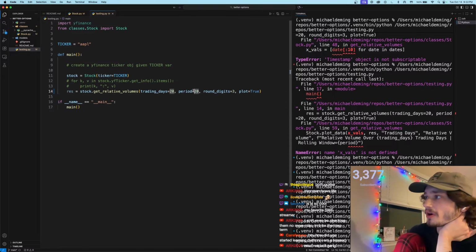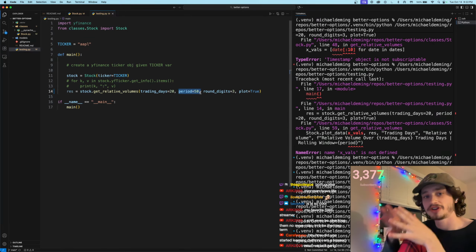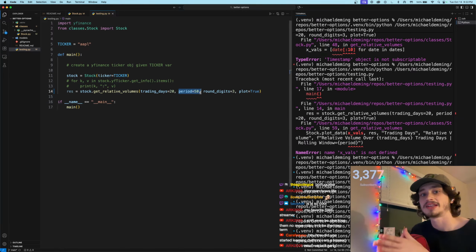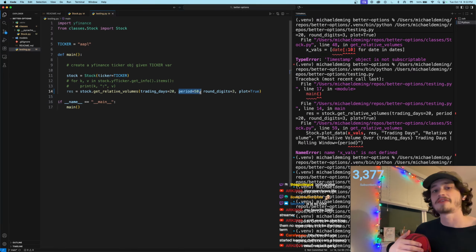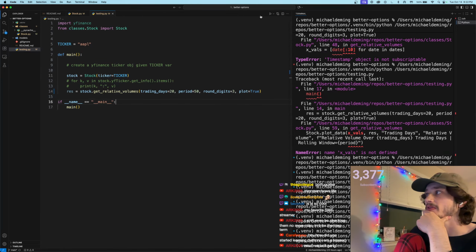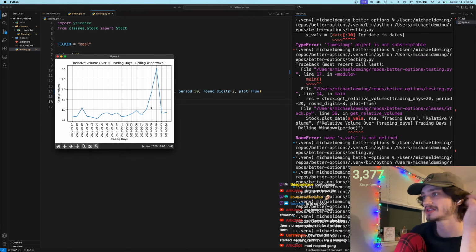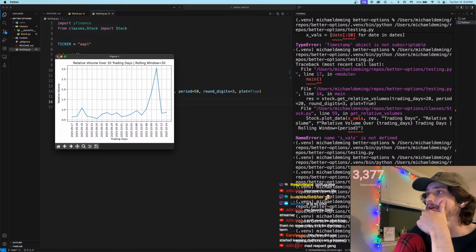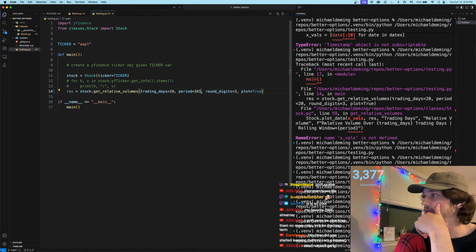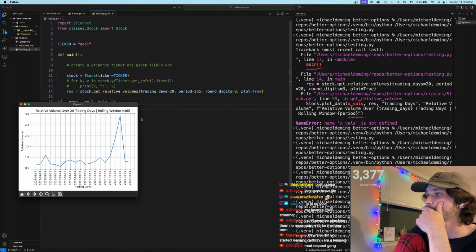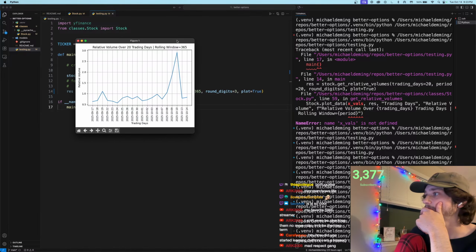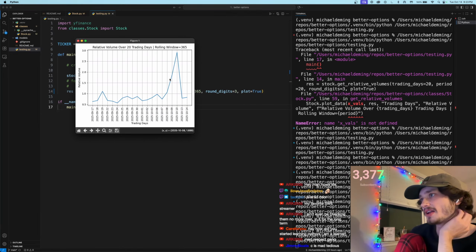Okay, so I wonder, what if we increase this period to 50? So this will average, for every trading day in the past trading days, the last 50 days of data for every trading day. So let's try to run this now. How does this look compared to our previous one? Pretty similar, obviously. I'm just curious how much this changes. So if you do a whole year of averaging, it really doesn't change that much.